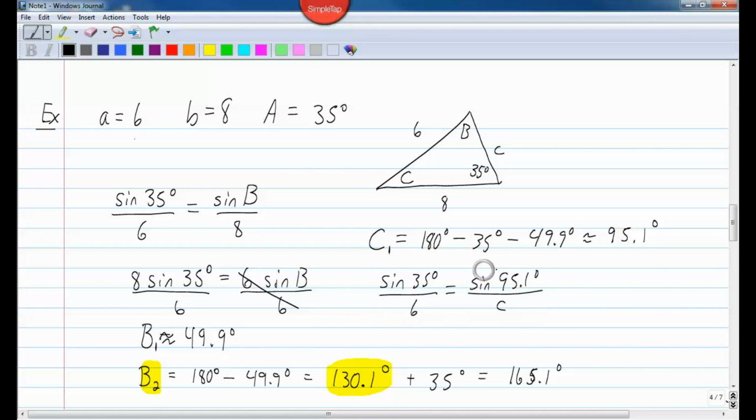So notice in my equation here I only have one variable. Now to solve for that variable, cross multiply. So you get C times the sine of 35 degrees is equal to 6 times the sine of 95.1 degrees. Now divide both sides by the sine of 35 degrees.